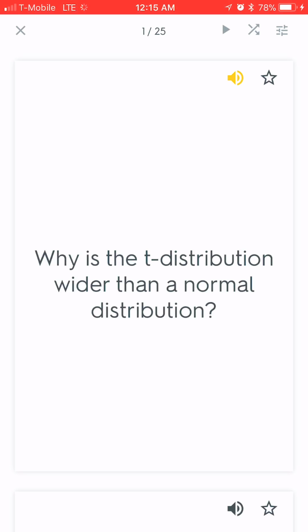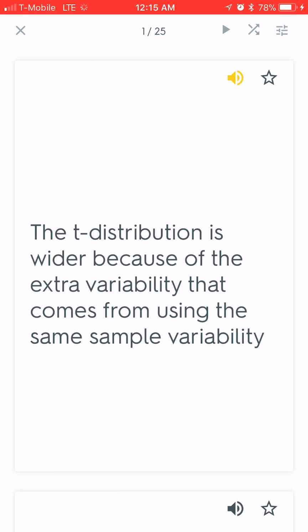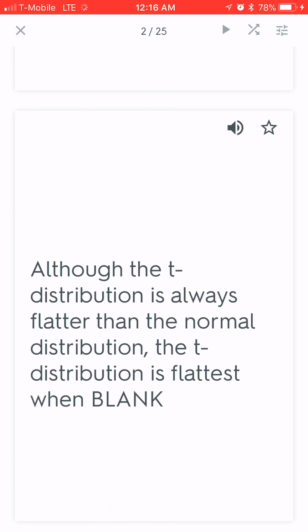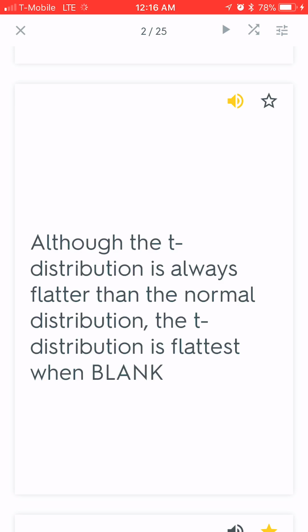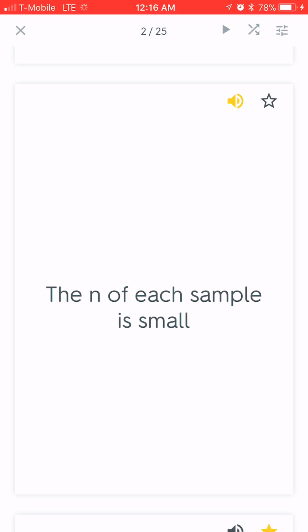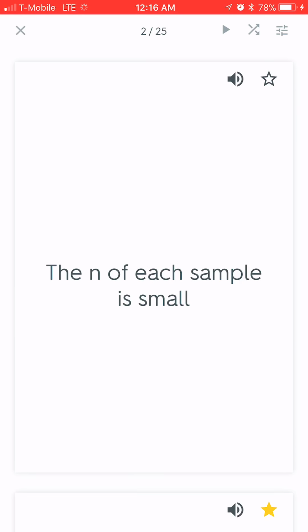Why is the t-distribution wider than a normal distribution? The t-distribution is wider because of the extra variability that comes from using the sample variability. Although the t-distribution is always flatter than the normal distribution, the t-distribution is flattest when the n of each sample is small.